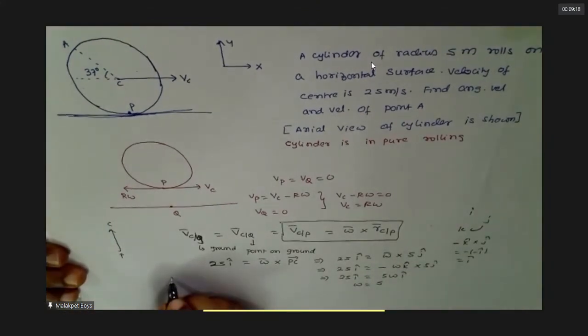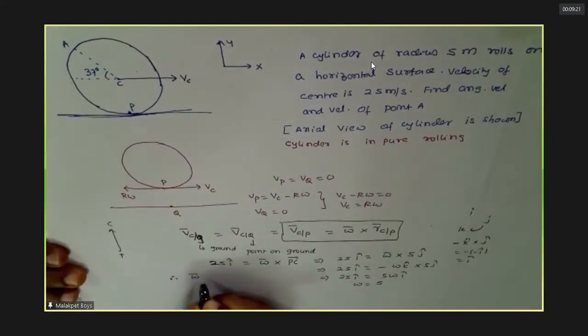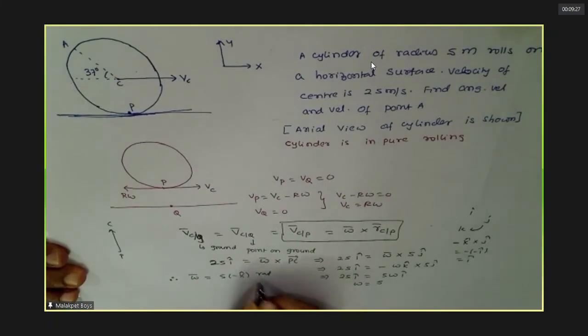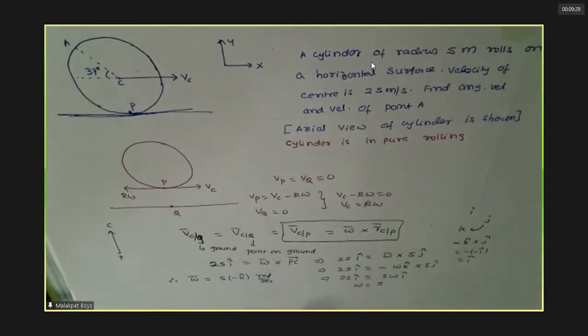Therefore, finally, what is the omega value we are taking then? 5 minus k radian per second. Any doubt till here?